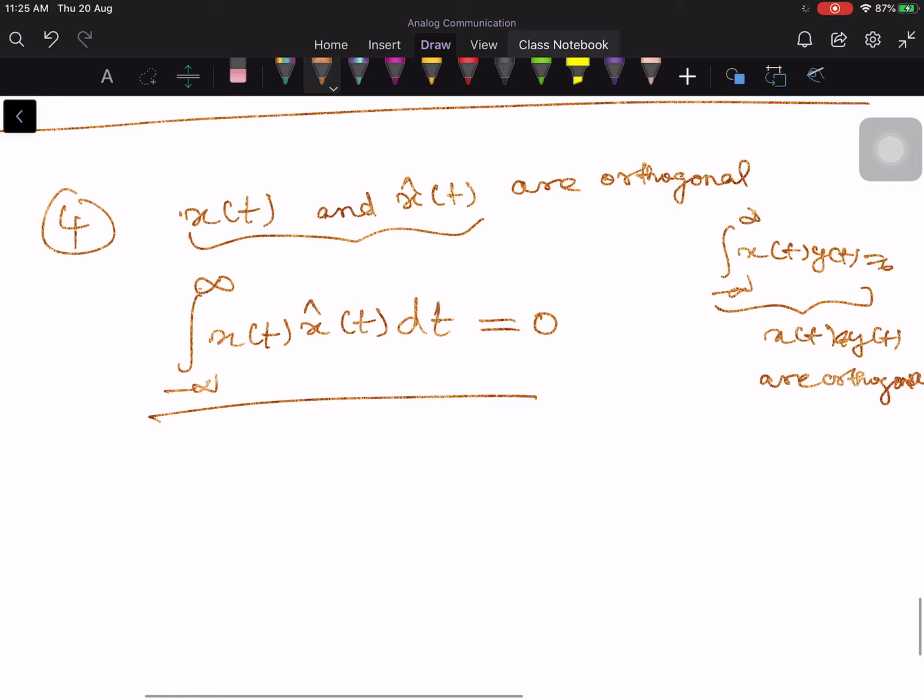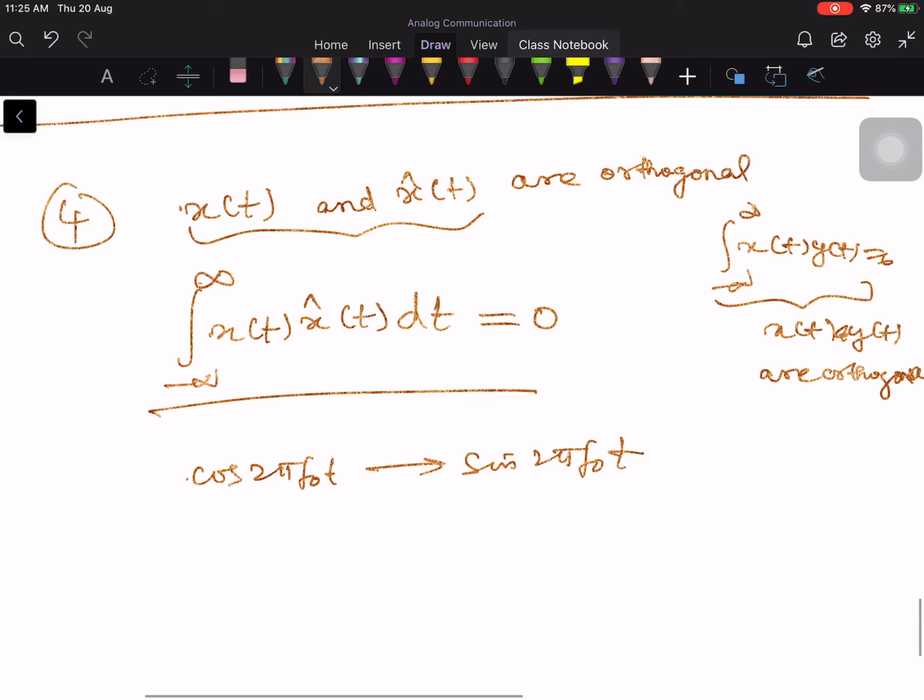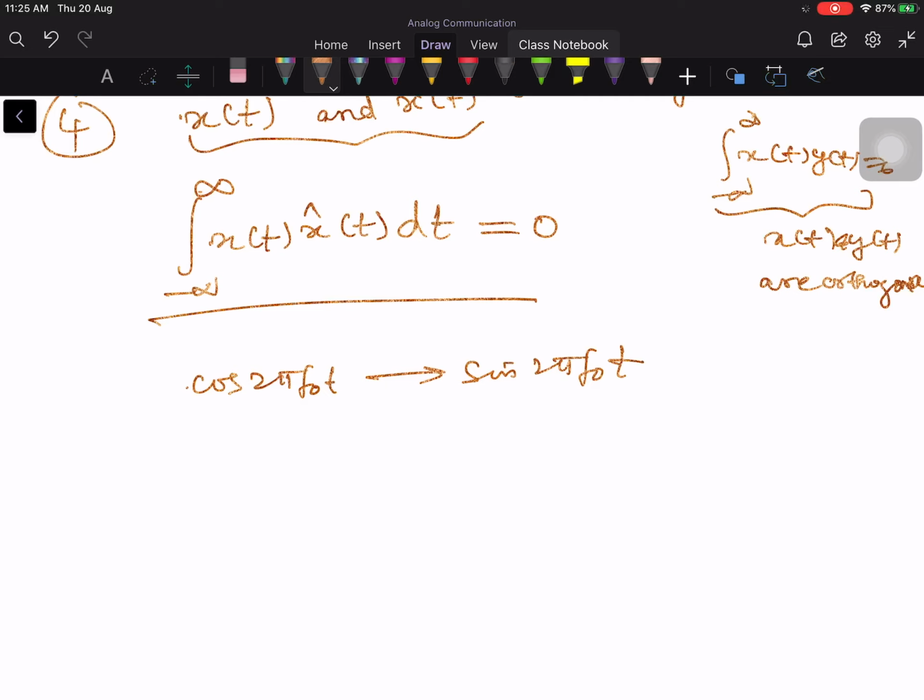Now you take a signal cos of 2 pi f naught t. What is the Hilbert transform of this? Sin 2 pi f naught t. Now what is the relationship between these two? Are they orthogonal or not? Yes, they are orthogonal because they are 90 degrees apart. Okay, they are orthogonal to each other.